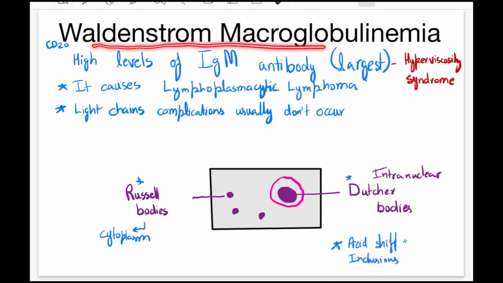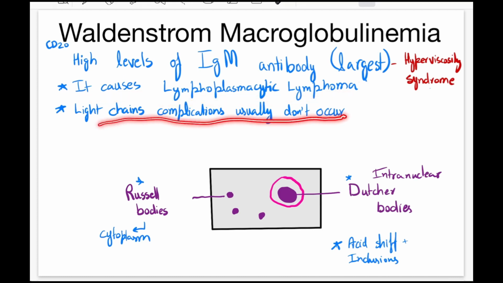Next we have is Waldenstrom macroglobulinemia, and there are high levels of IgM antibody, which is the largest antibody. So there is hyperviscosity syndrome in this. It causes lymphoplasmacytic lymphoma, and light chain complications which were due to kappa and lambda chain in multiple myeloma and Bence-Jones proteins usually do not occur here. So in lymphoplasmacytic lymphoma, there are inclusion bodies which are acid shift positive, and intranuclear inclusions are called Dutcher bodies, and Russell bodies are cytoplasmic inclusions.